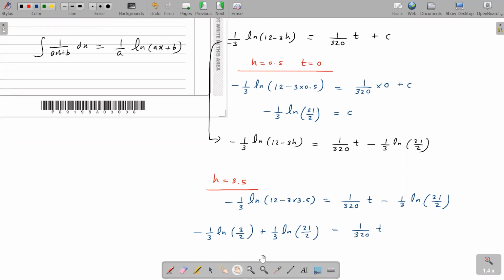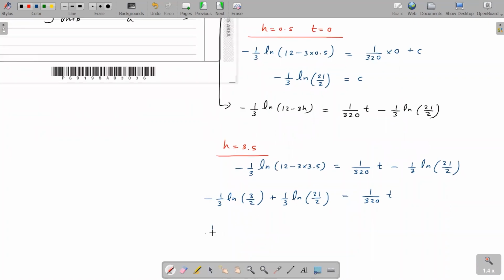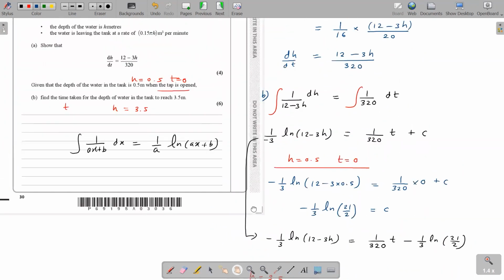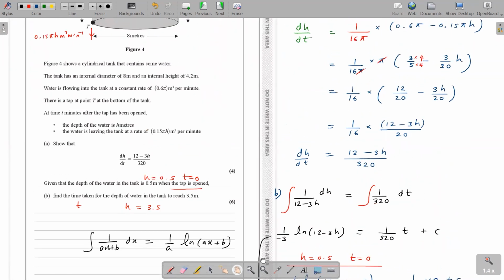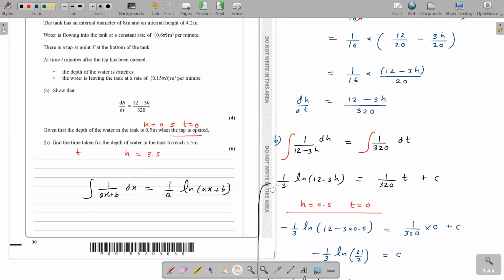So here 1 over 3 is common to both of them. Shall I take 1 over 3 out? And I get plus ln 21 over 2 minus ln 3 over 2. I just rearranged these two. Is that okay? Do they want the exact answer or three significant figures? If it is exact, then we need to keep on working. It's not specified, which means we can give the answer to 3 significant figures.